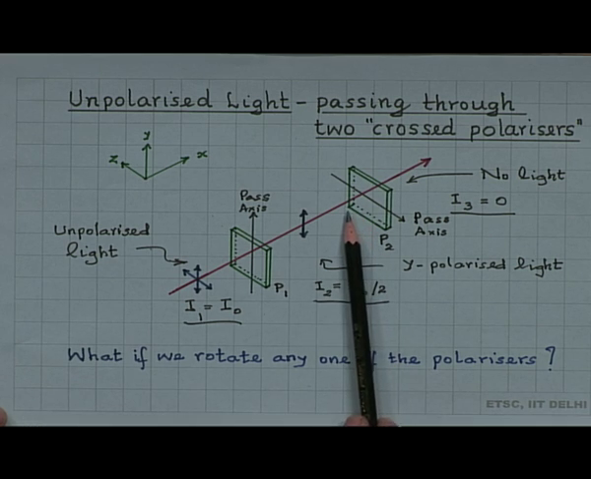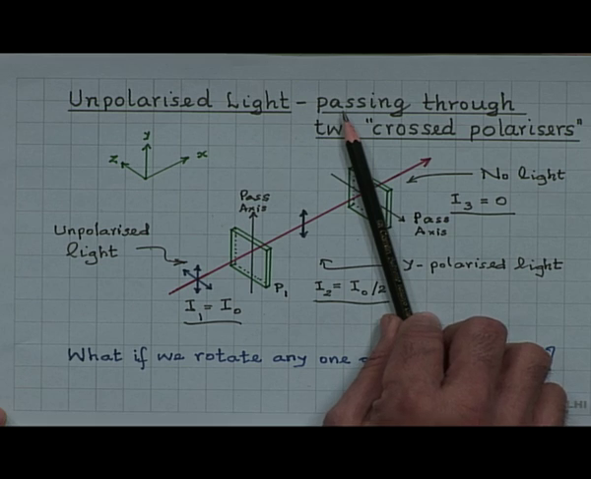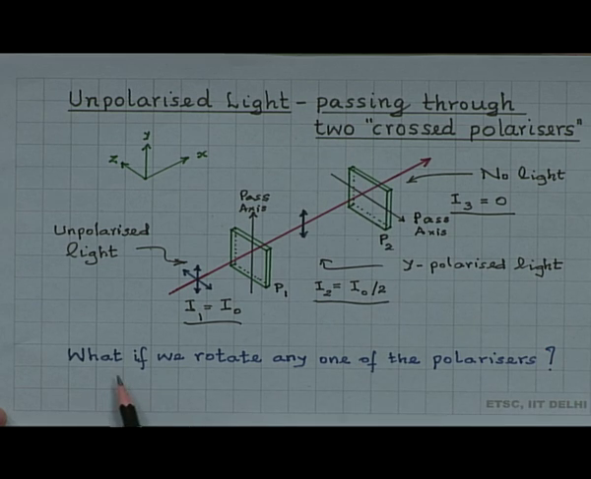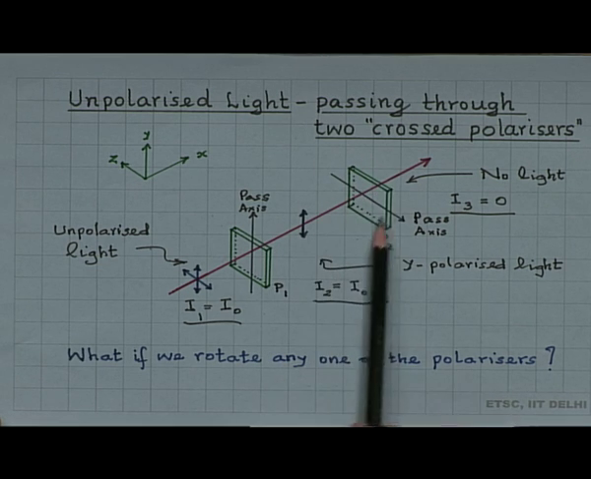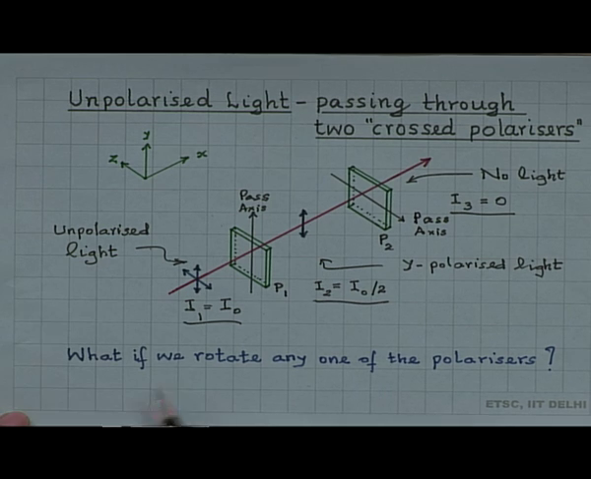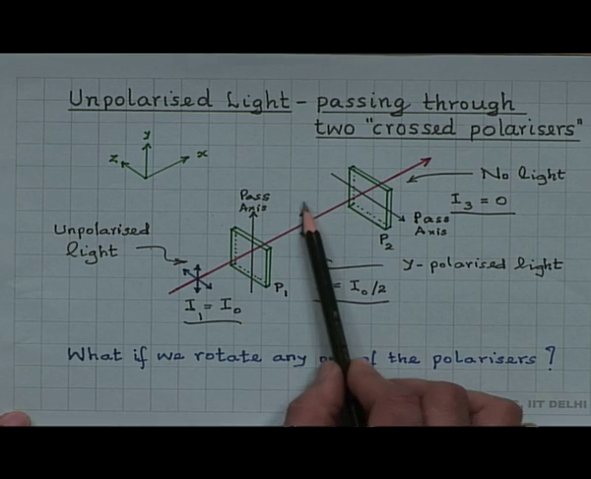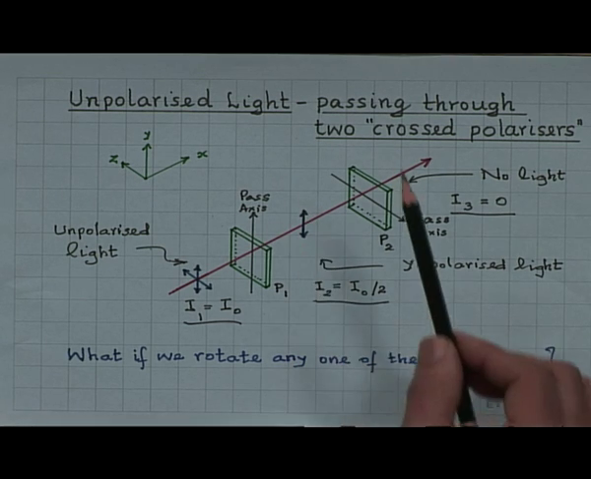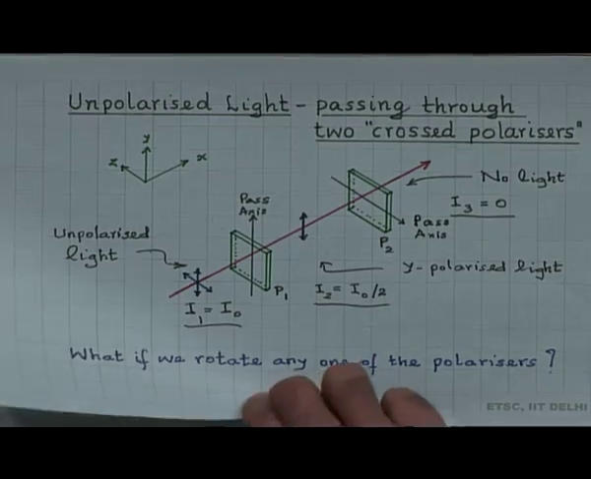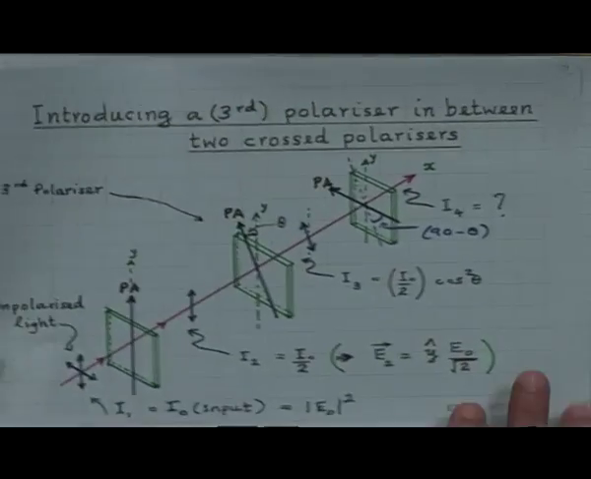What if the path axis makes an angle theta? That is what we want to know. What if we rotate any one of the polarizers, whether it could be this or that, but it is easier to imagine rotating the second polarizer. Now, if we introduce a third polarizer, what would be the output? Let me discuss this problem.